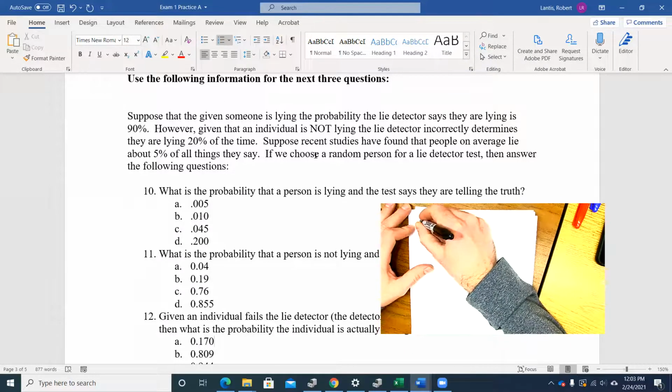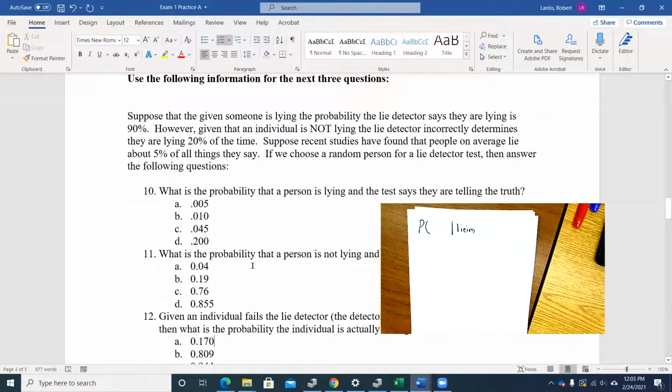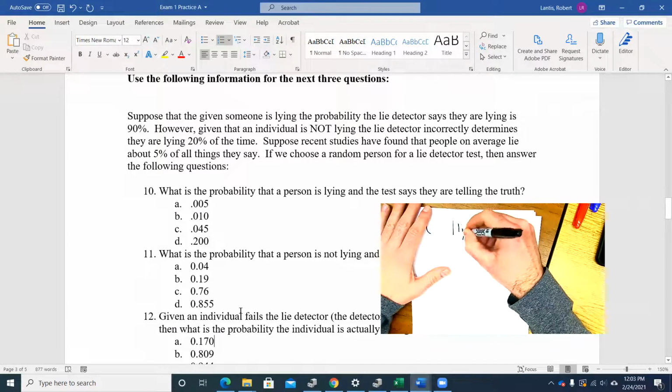Anytime we see this word given, let's think about that given, that someone is, wait, is this lying? Do I feel like that's spelled wrong? Lying? It can't be right. With a Y, for sure. Not an English major, right?